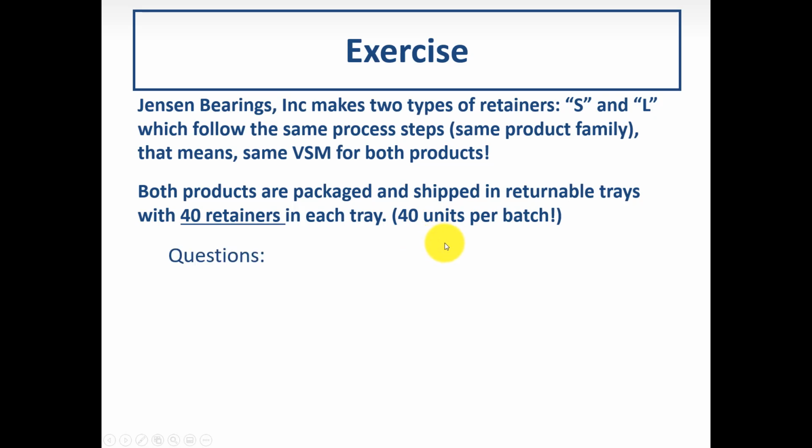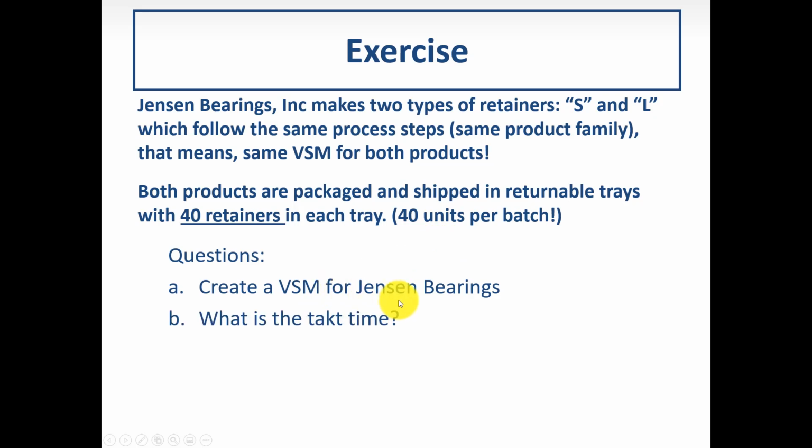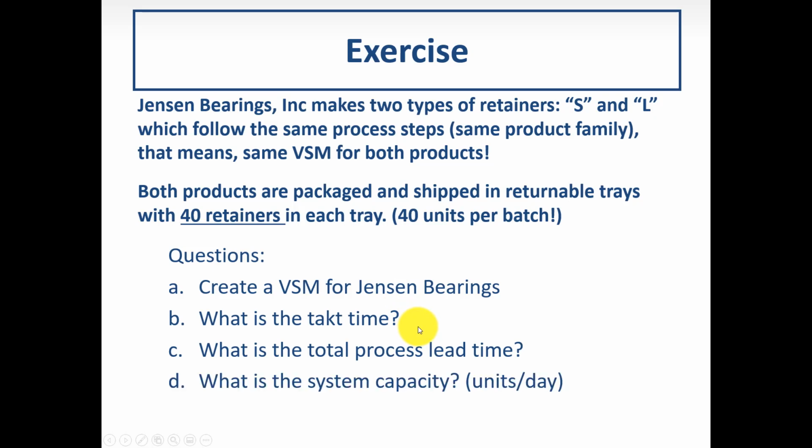So the questions are: A. Create a value stream map for Jensen Bearings. B. What is the takt time? C. What is the total process lead time? D. What is the system capacity? Or in other words, how many units per day can we produce?